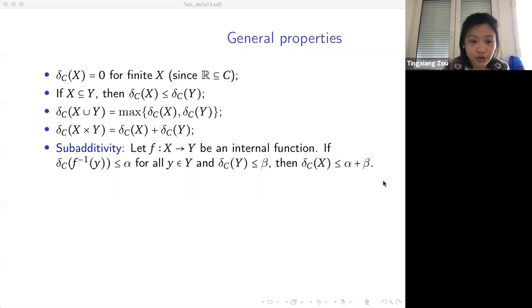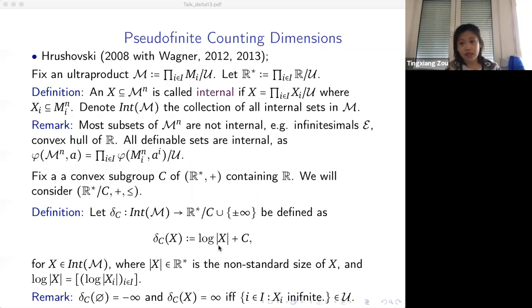So if you have an internal function F from X to Y, and every fiber, the pre-image of an element y in Y, has dimension less than or equal to alpha, and the dimension of Y is less than or equal to beta, then the dimension of X is bounded by alpha plus beta. So it's all very intuitive, and the proof is just from the definition, because, if you remember, we take the logarithm of the size of X. For example, with the Cartesian product, the size becomes a product, and the logarithm makes it additive. So it's something plus something.